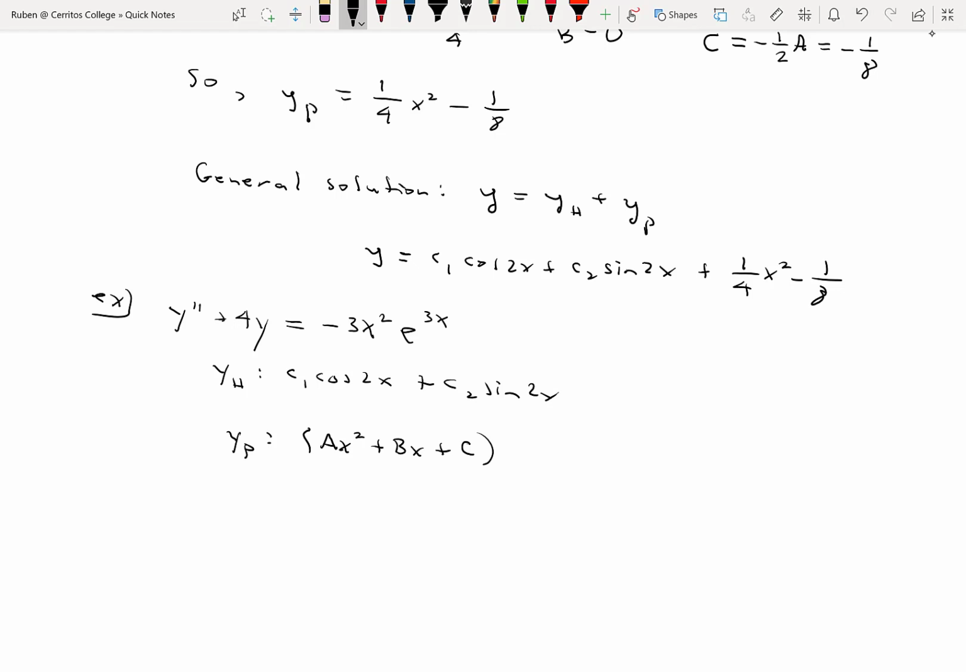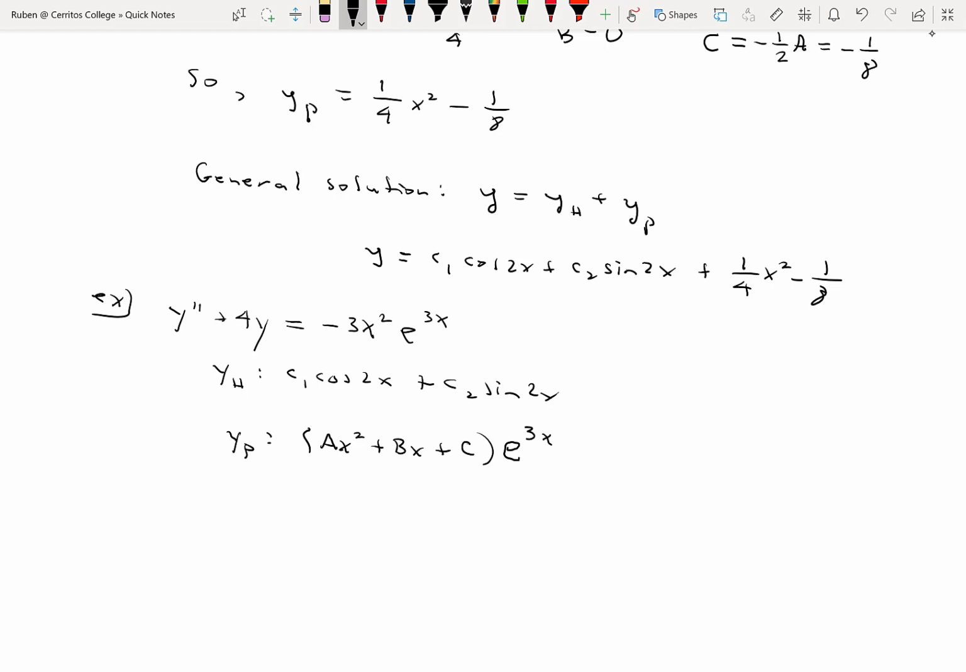If our forcing function only had the e to the 3x, we would have assumed that the y sub p was a e to the 3x. Now we have the product of those two functions, so our y sub p has the product of those two separate y sub p's. Okay, there's nothing more to this.